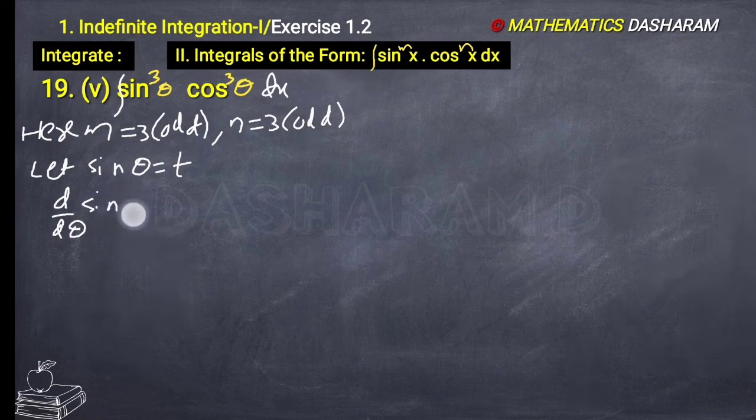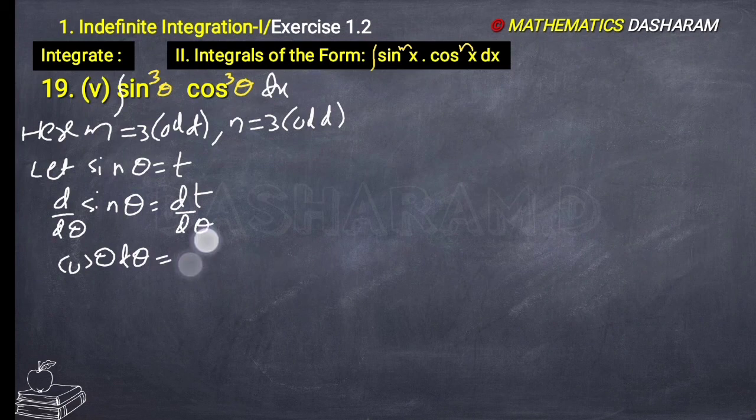So sin theta equals t, so the derivative of sin theta is cos theta, and d theta transposes to the left side. So substitute these two values.